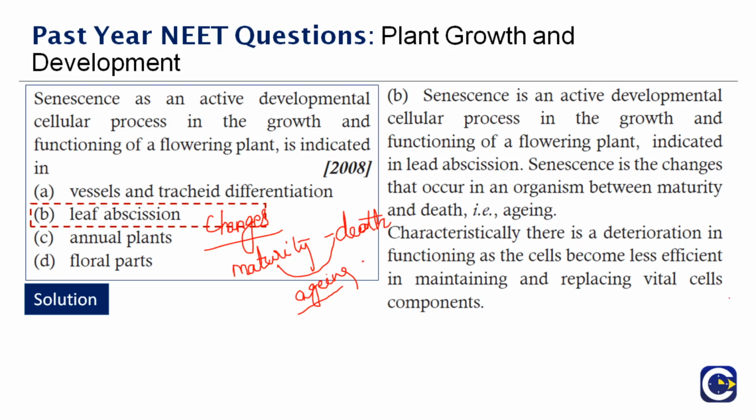Characteristically, there is a deterioration in the functioning as the cells become less efficient in maintaining and replacing vital cell components. So this gradual happening will take place in every living organism. See, nobody is going to remain as such. If you take ourselves, we are not going to remain as we were when we were born till the current age. There are a lot of changes that the body will undergo physically and mentally. So here this is indicated with the help of leaf abscission. Option B is the right answer.